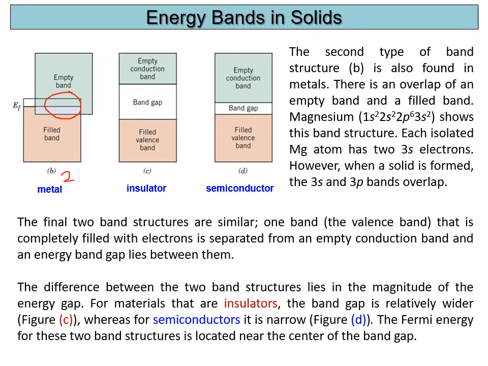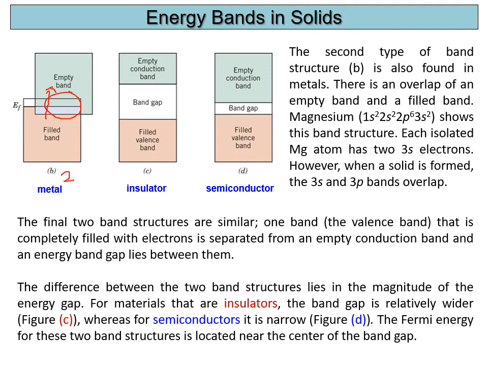That's why magnesium, a kind of metal, can conduct electricity easily, because the filled band is overlapped with the empty band. So the electrons from the filled band can move from the filled band to the empty band.